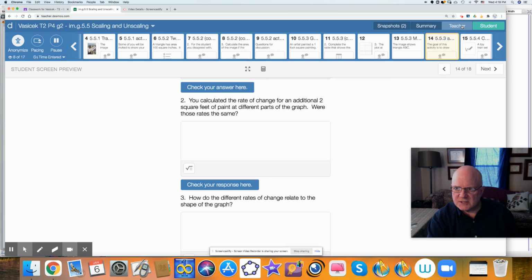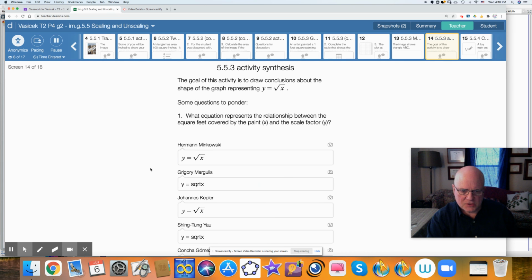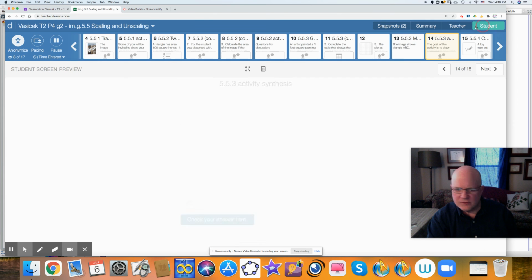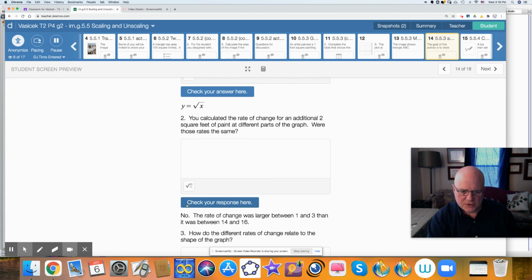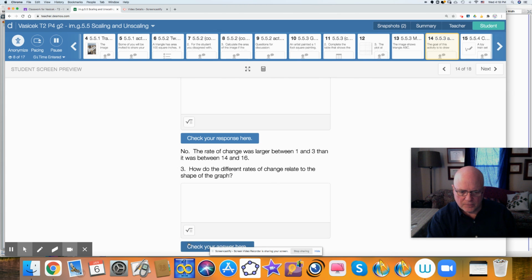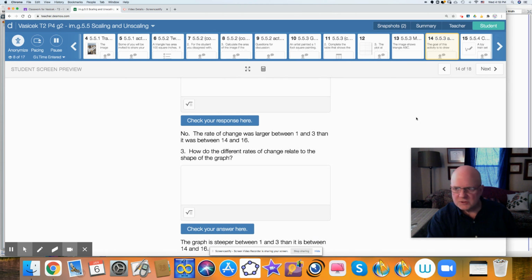Were these rates the same? Here's some student answers. Oh, by the way, on this slide, I think I give you the answers. Yeah, check your answers. I give you the answers here so you can check your answers. No, they're not the same. And you can check your answers.